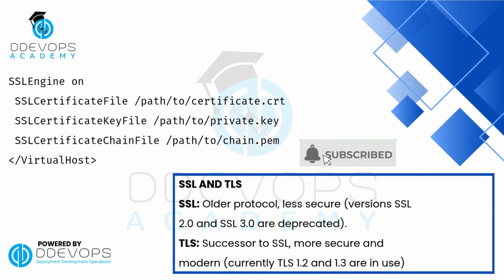SSL and TLS. SSL, older protocol, less secure. Versions SSL 2.0 and SSL 3.0 are deprecated. TLS, successor to SSL, more secure and modern. Currently TLS 1.2 and 1.3 are in use.